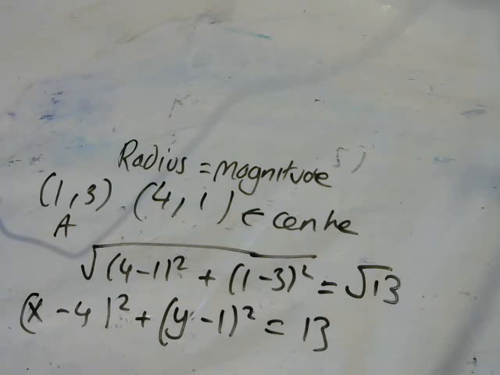Prove that the line is perpendicular. Proving something is perpendicular, AB and CD, is really, really simple. You just need to find out the gradient of AB, find out the gradient of CD, and show that when you multiply them together, they equal minus 1. Definition of a negative reciprocal.